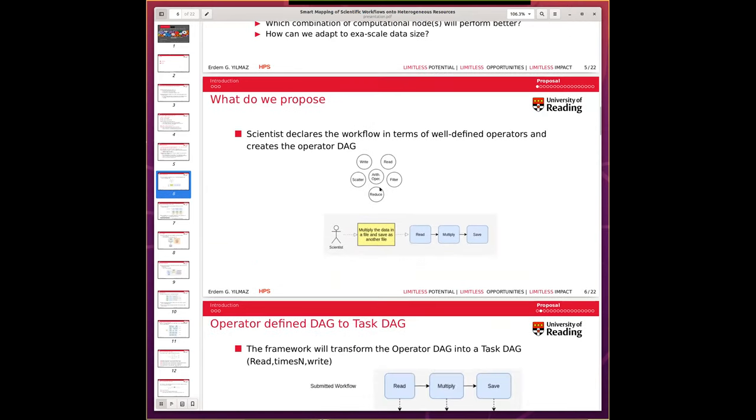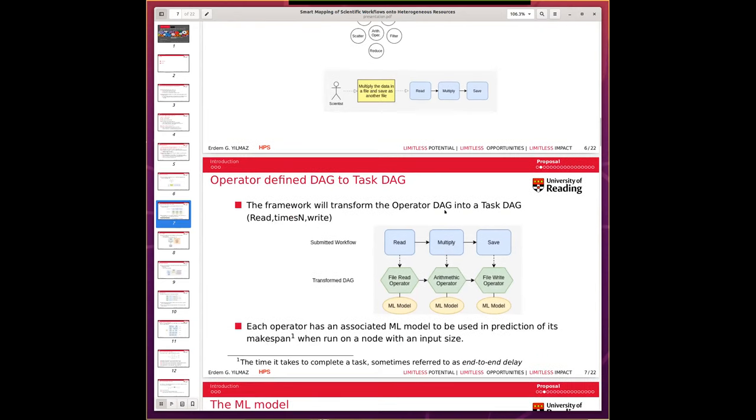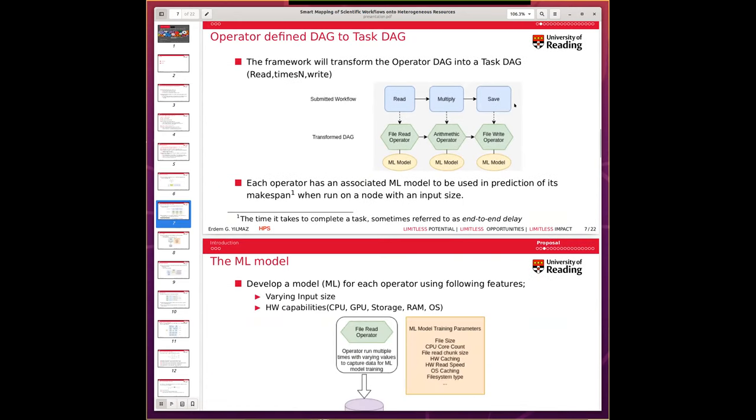So what do we propose? We propose a framework where a predefined set of operators can be used to structure the workflow for the job in hand, and the scientist will be declaring their workflow through these well-defined operators. In this case, a simple read, multiply, and save. And then the framework will be taking these operator DAGs, directed acyclic graphs, and creating task DAGs.